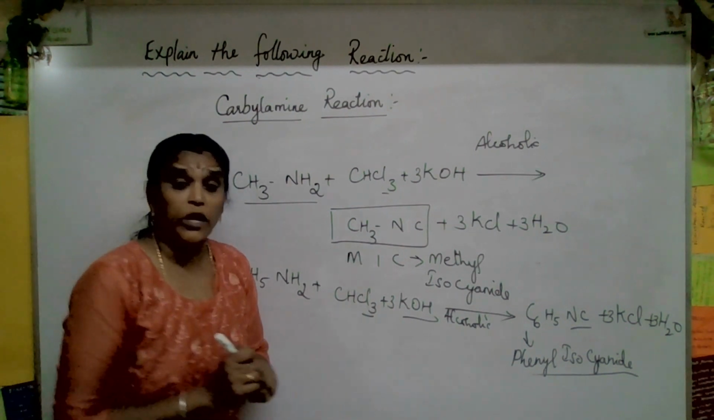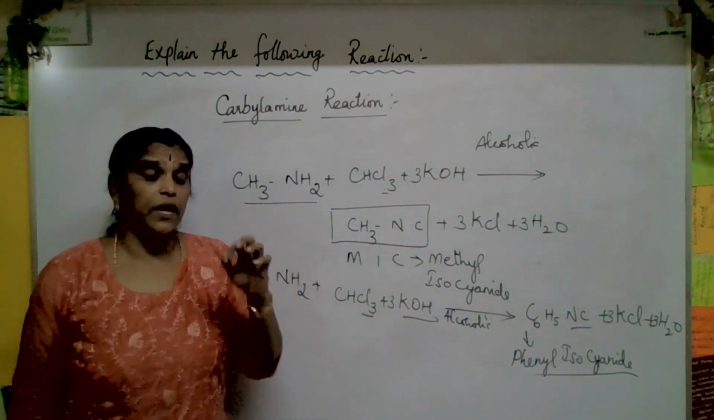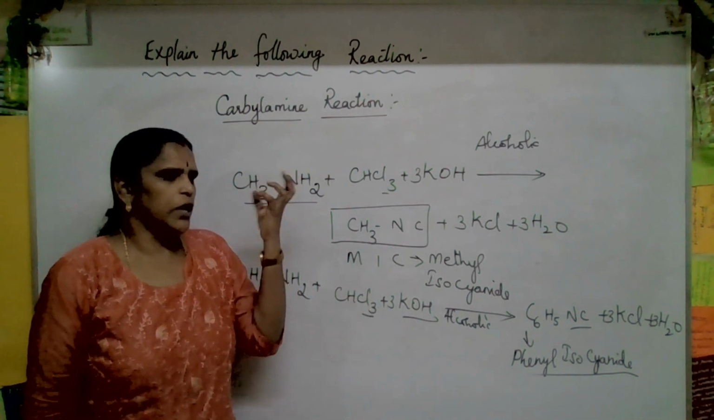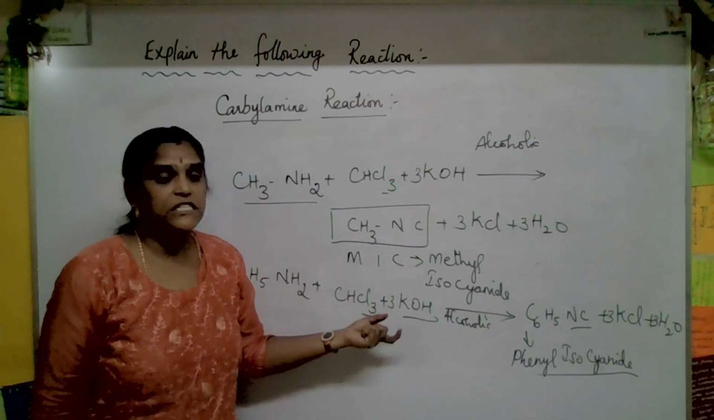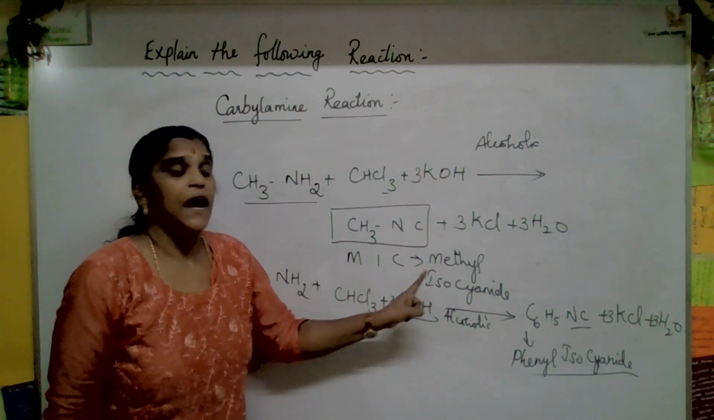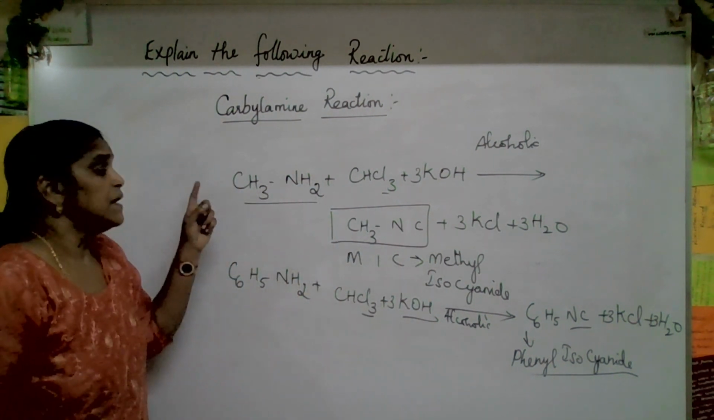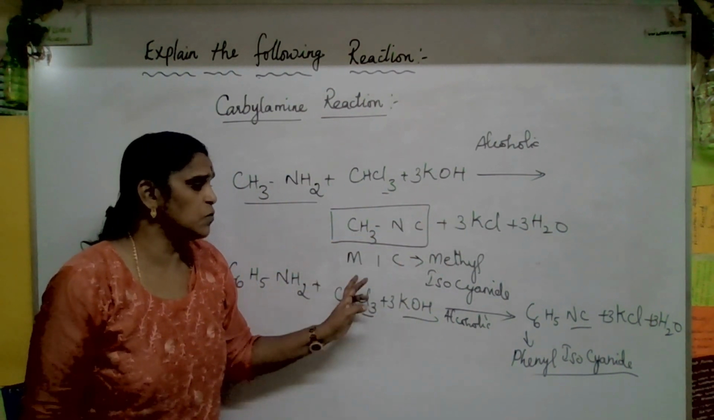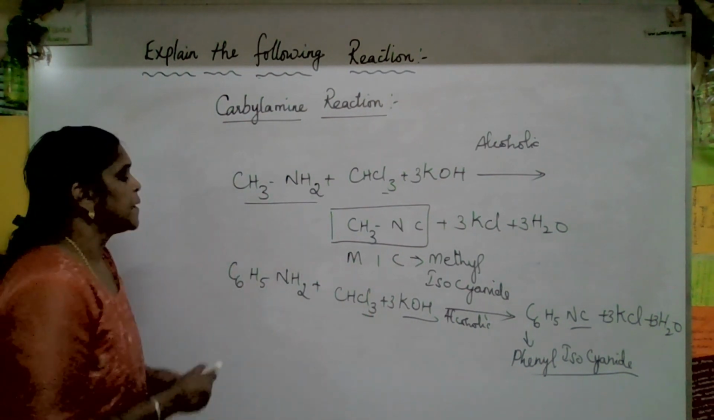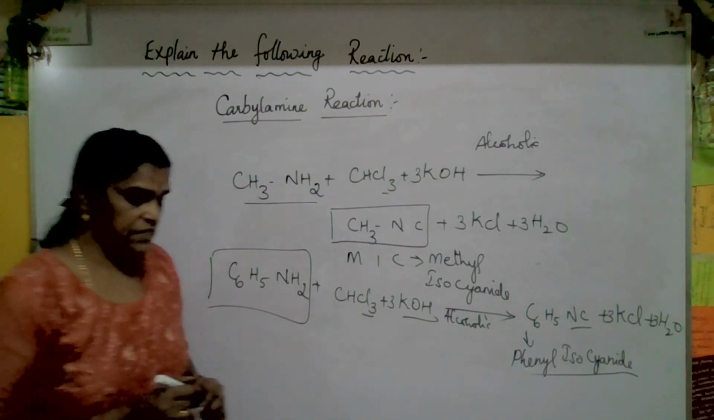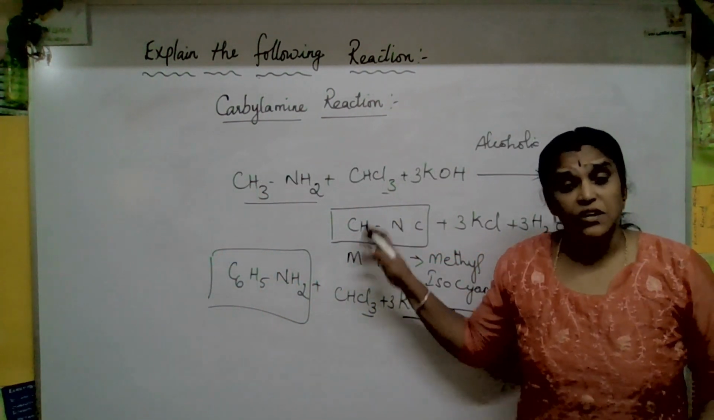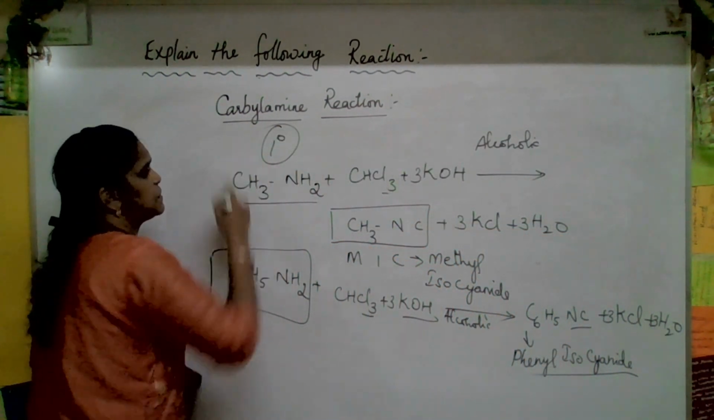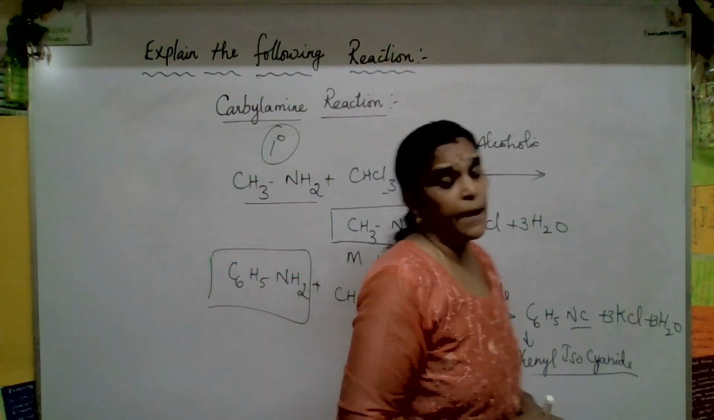One important point, this has an intolerable smell. You cannot bear that smell when you are doing this carbylamine test in that practical classroom. That much bad smell you will get while preparing methyl isocyanide. Methylamine combined with chloroform in alcoholic KOH, you will get methyl isocyanide. The same way aniline, C6H5NH2. One thing, this reaction is possible only with primary amines. It cannot go for the secondary amine.